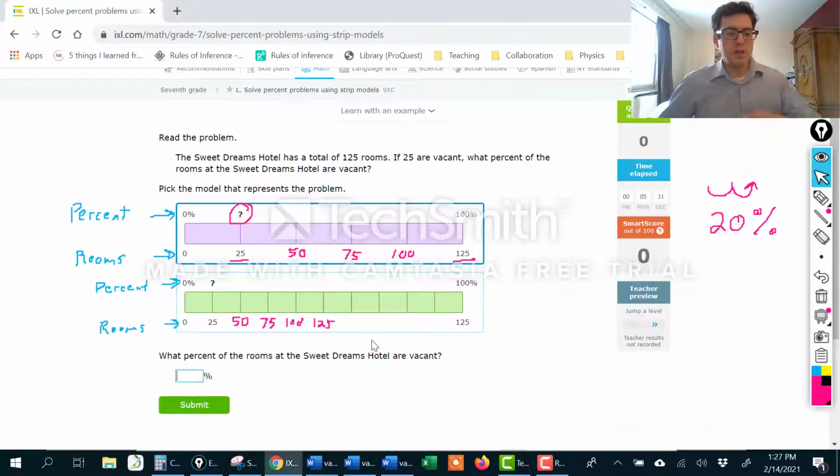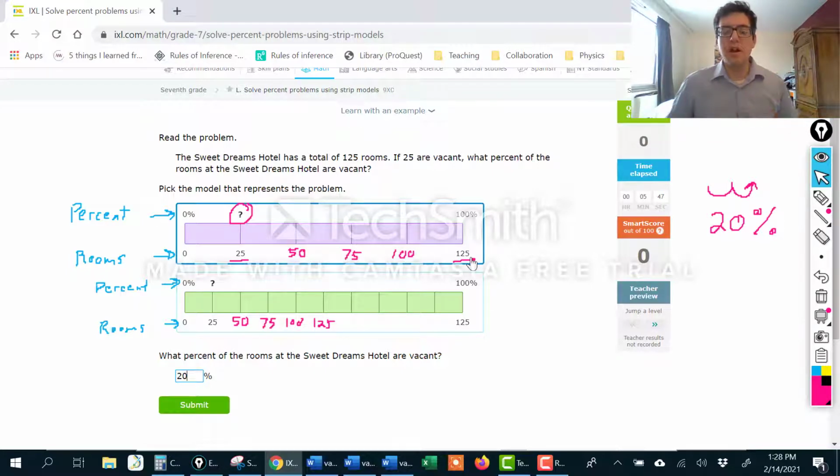Okay, so the answer here is going to be 20%. Remember, anytime it's asking you to find that percent, you would take the part and divide it by the whole, and then just move the decimal point 2 spaces to the right.